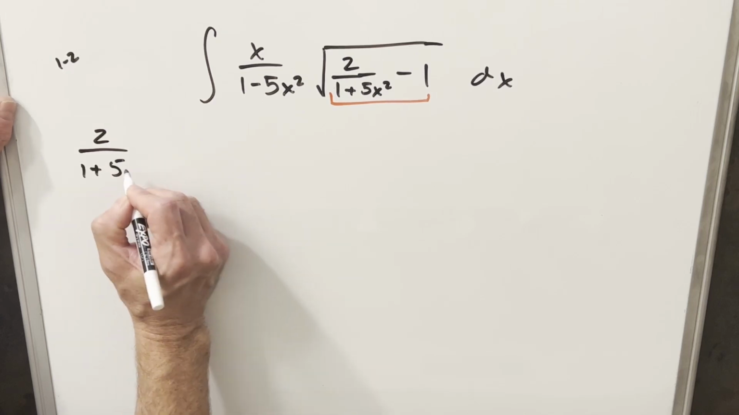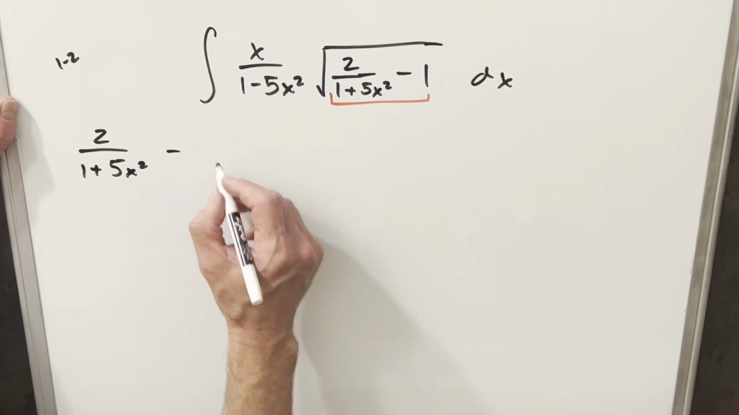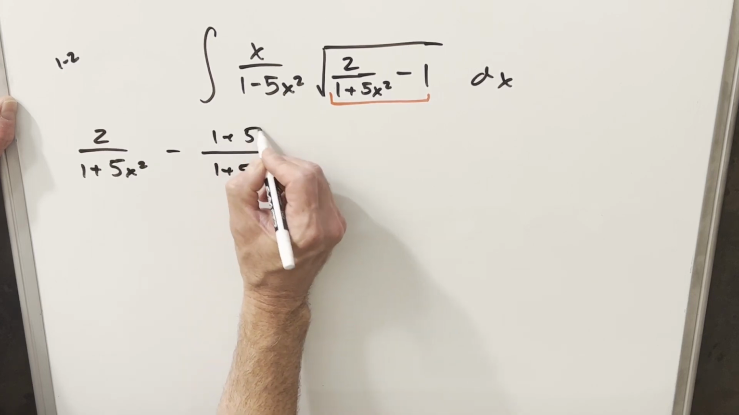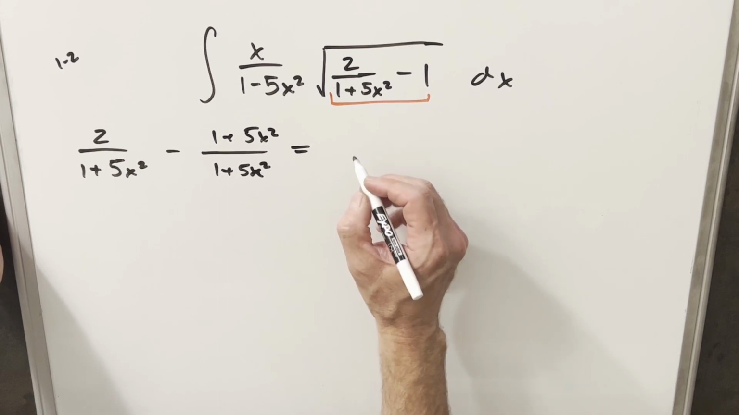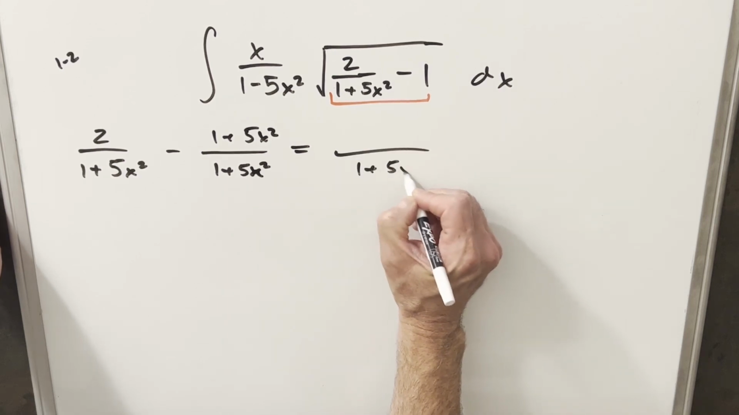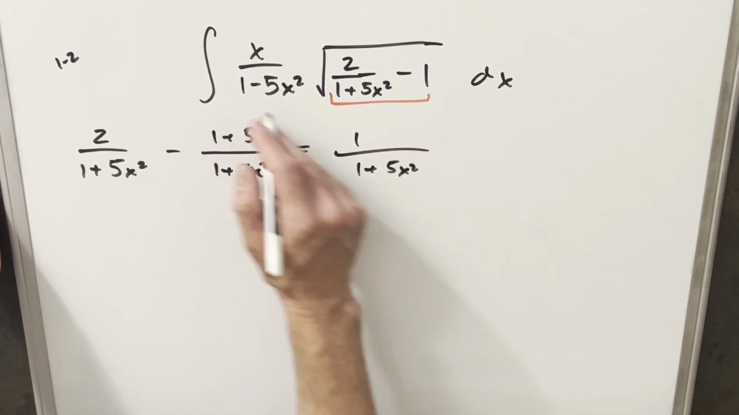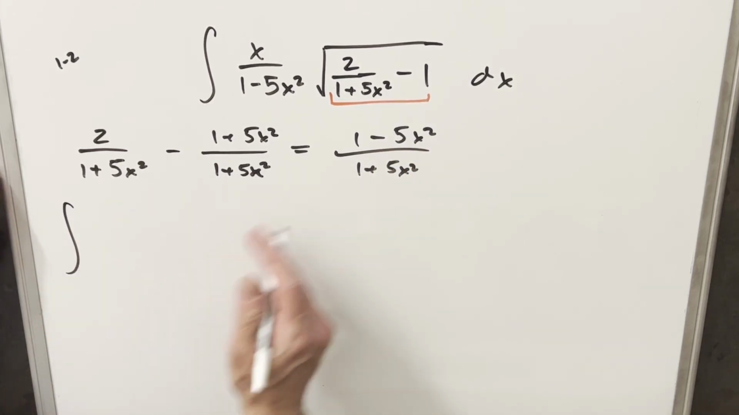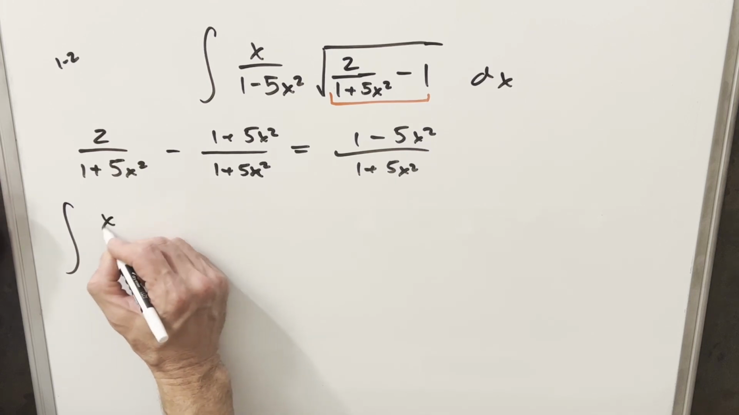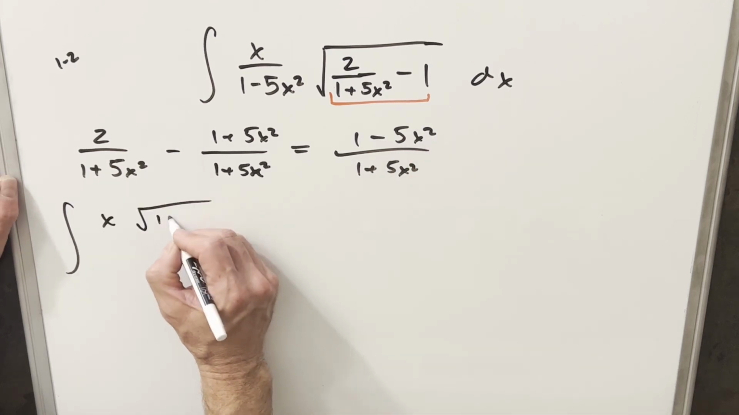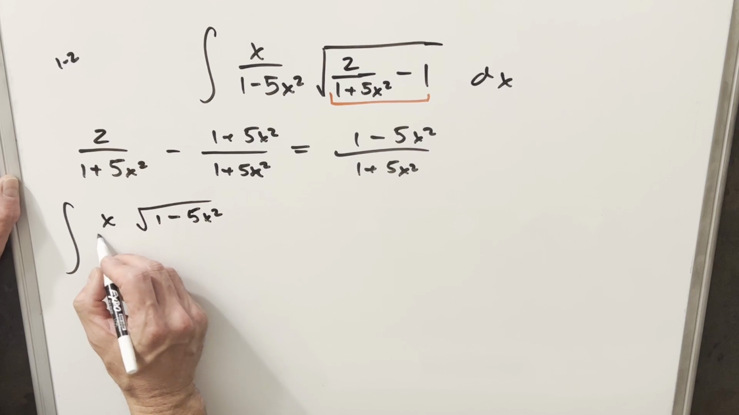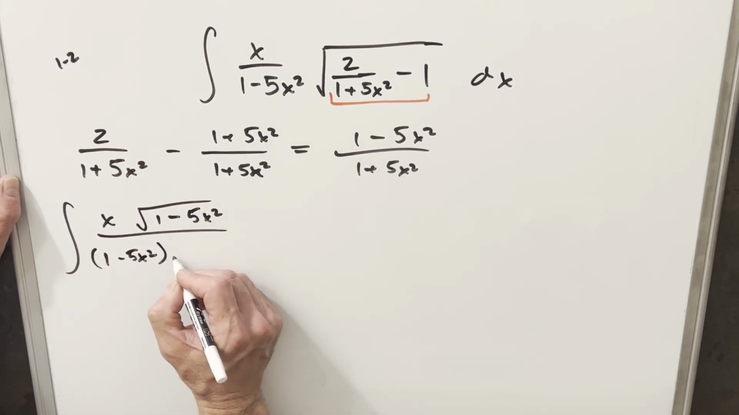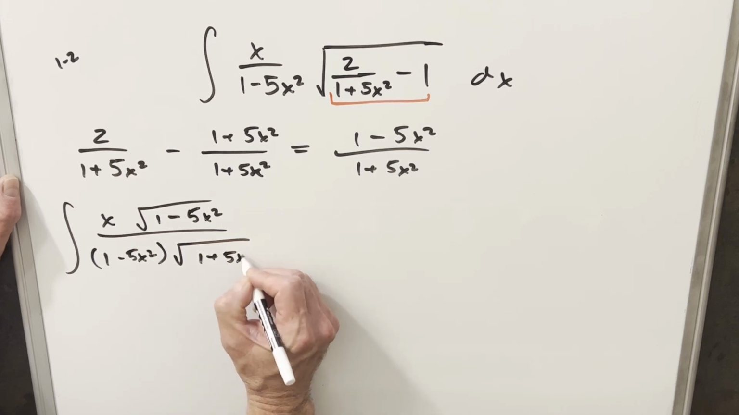So let's see what happens when I take this 1. We'll write this as 1 plus 5x squared over 1 plus 5x squared, and then subtract with a common denominator. When I do that, we'll have 2 minus 1 is 1, and then minus 5x squared. Now when I put this back into the integral, I'll split this into two radicals. So I'll write it as x times the square root of the numerator 1 minus 5x squared, over the square root of 1 plus 5x squared, and then we'll have our 1 minus 5x squared.